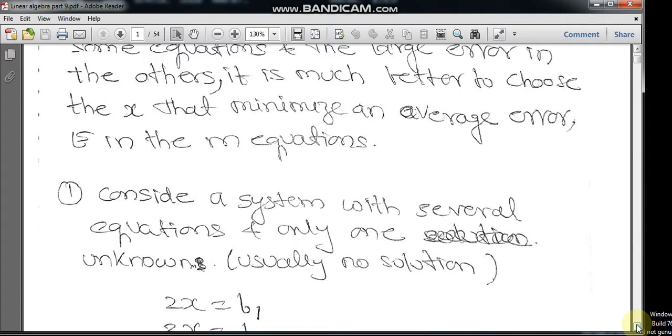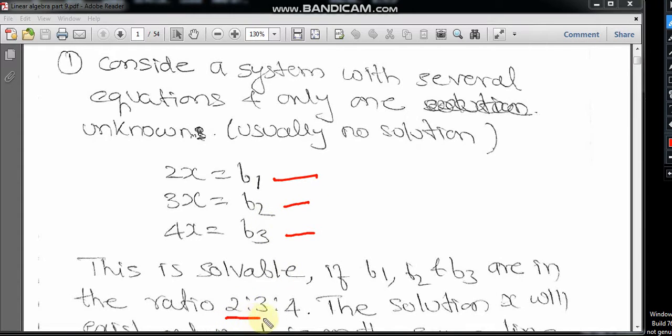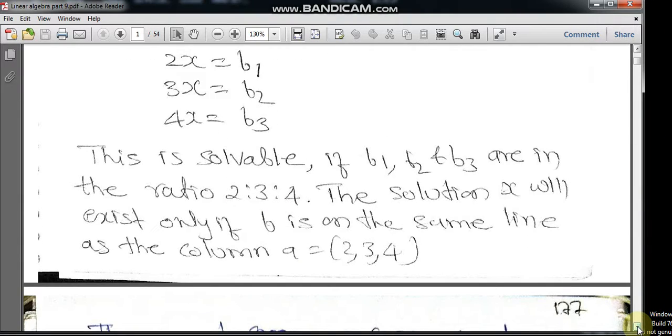Consider here one system. Look at this system: 2x equals b1, 3x equals b2, and 4x equals b3. What should be the values of b1, b2, b3? They should be in the ratio of 2, 3, 4. If x equals 1, b1, b2, b3 should be 2, 3, 4. If x equals 2, what should be the values of b1, b2, b3? It should be 4, 6, and 8. Then we say the equations are solvable. If they are not in that ratio, the equations are not solvable.